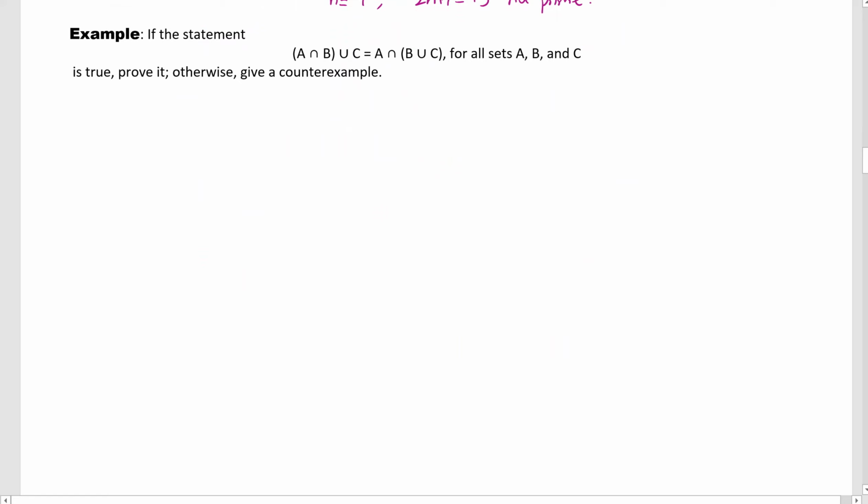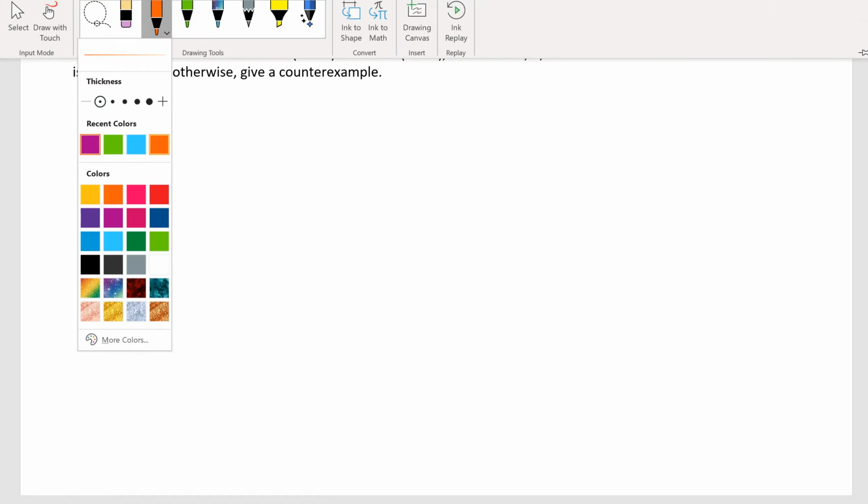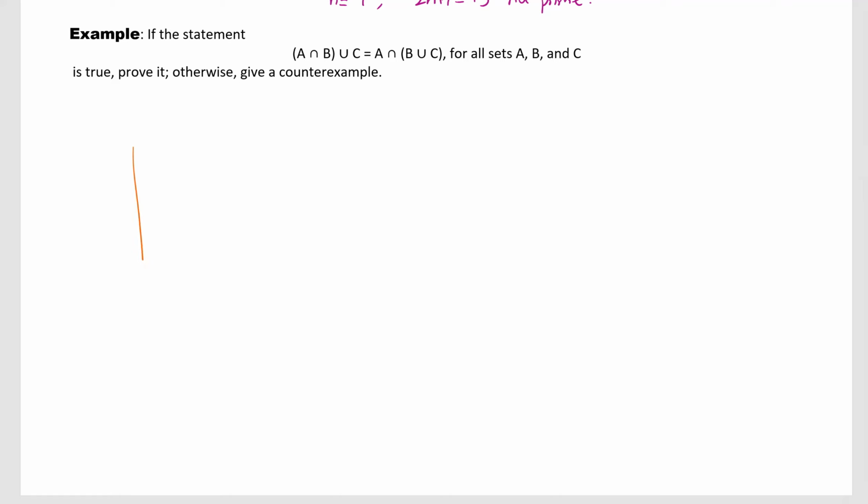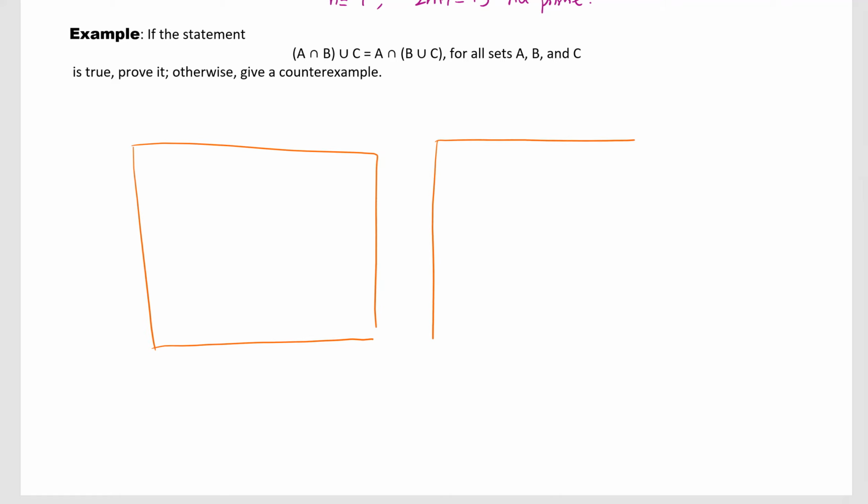If the statement A ∩ (B ∪ C) = (A ∩ B) ∪ C for all sets A, B, C is true, prove it. Otherwise, give a counterexample. To figure out whether it's true or false, first I would like to draw the Venn diagram to see whether they are the same. If they're the same, we can write a proof just like what we did on the last page. If it's false, then we can create some counterexamples.